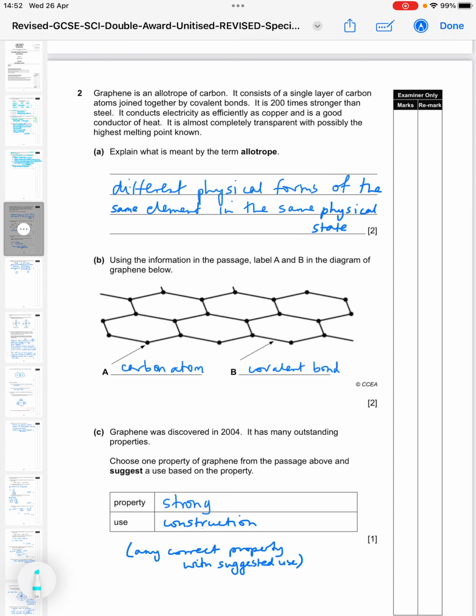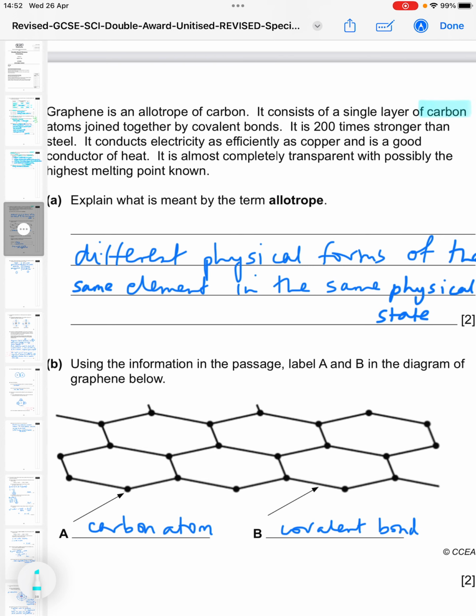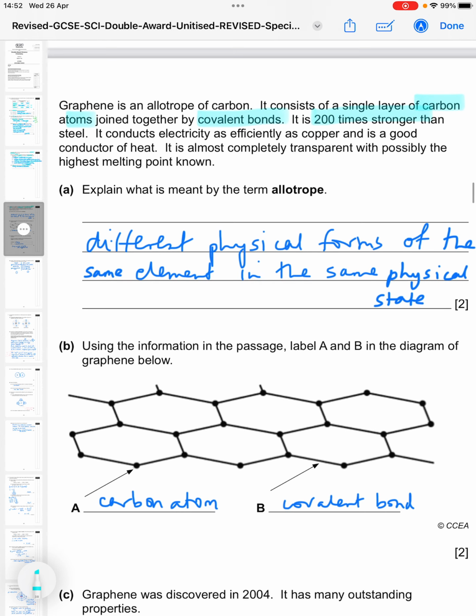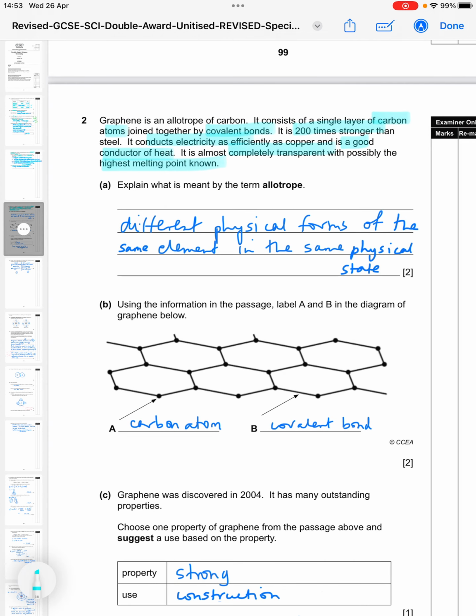Number 2, graphene is an allotrope of carbon. It consists of a single layer of carbon atoms joined together by covalent bonds. So we've got carbon atoms joined by covalent bonds. It's 200 times stronger than steel. It conducts electricity as efficiently as copper and is a good conductor of heat. And it's almost completely transparent with possibly the highest melting point known.